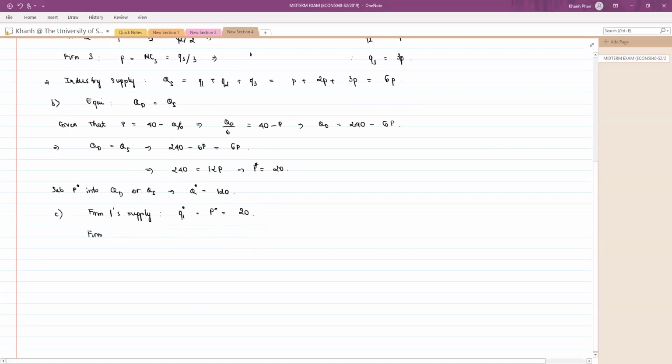In equilibrium, firm 2's supply is Q2 star equal to 2P star, which is 2 times 20, which is 40. And the last firm, firm 3, has supply Q3 star equal to 3P star, which is 3 times 20, which is 60. If you add all of them up, they equal 120, which is the total quantity supplied in the market by the 3 firms.